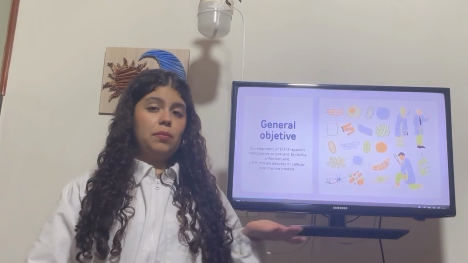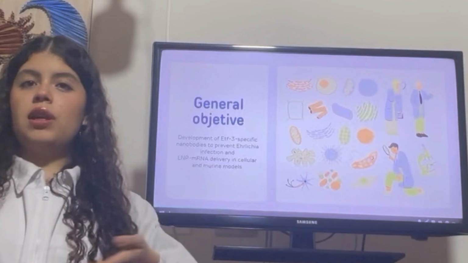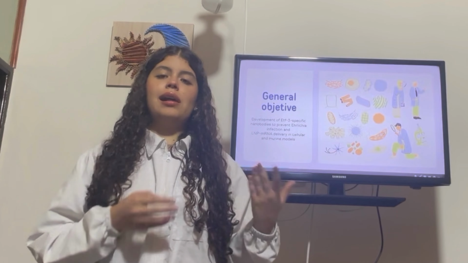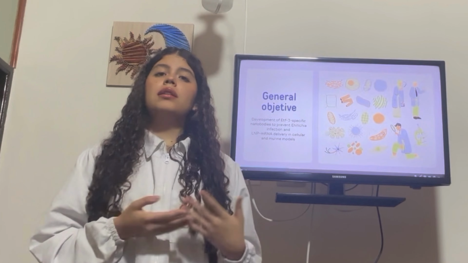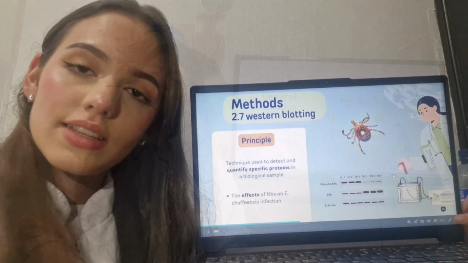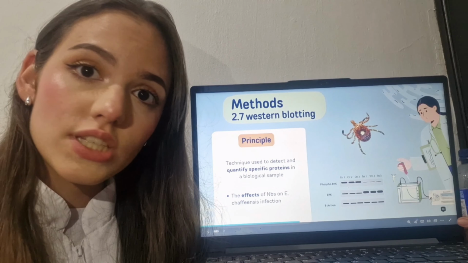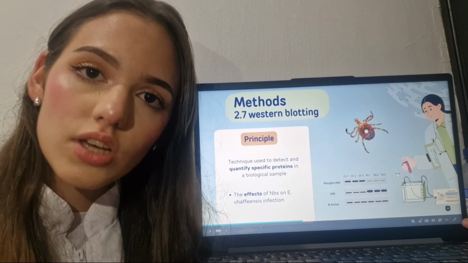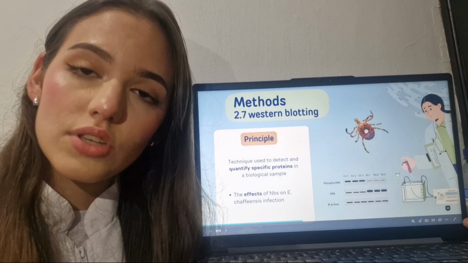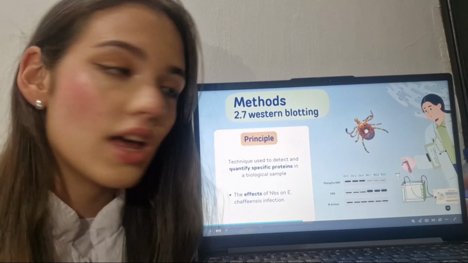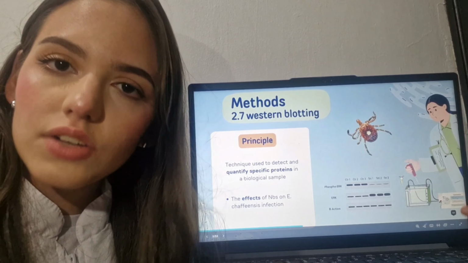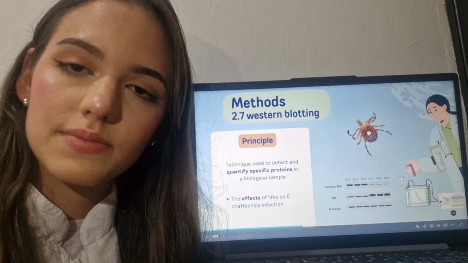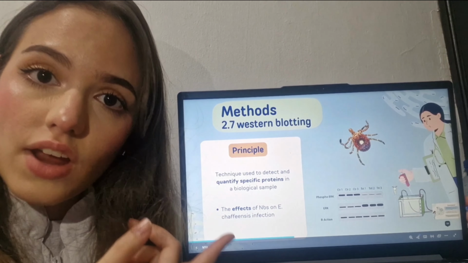So, the general objective is the development of Etf-3-specific nanobodies to prevent Ehrlichia infection and LNP mRNA delivery in cellular and murine models. The study used Western blot, which is a technique used to detect and quantify specific proteins in a biological sample. It's based on protein separation by size using gel electrophoresis, transfer to a membrane, and subsequent detection with specific antibodies.